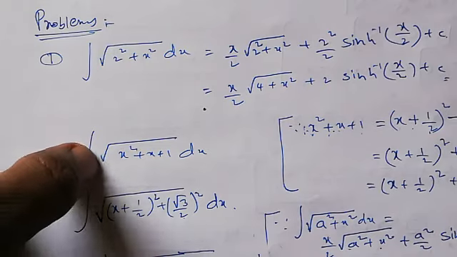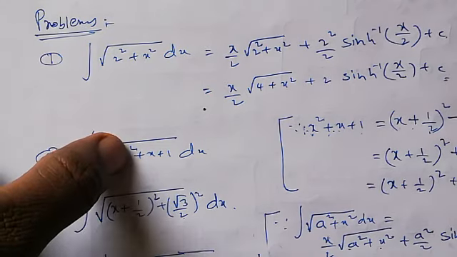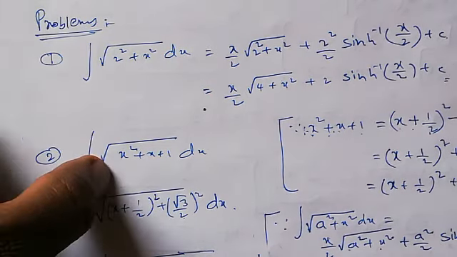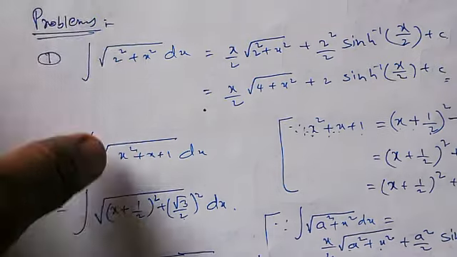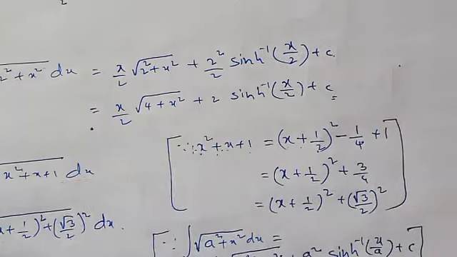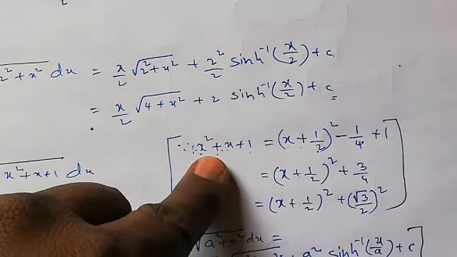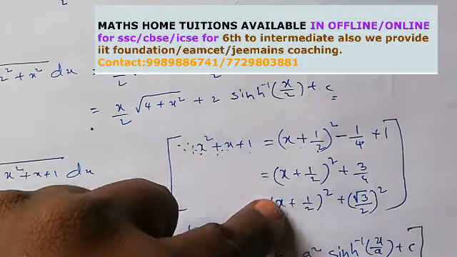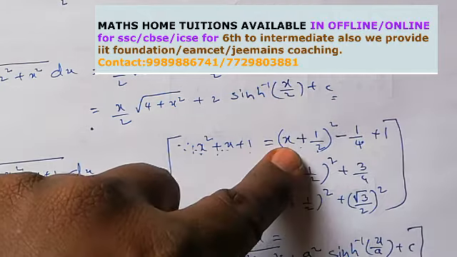Integration of root x square plus x plus 1 dx. Actually it is a quadratic expression. It is not in the form, so first you have to convert it into that form. For that, I am taking the quadratic expression and trying to convert it into complete square form. So what is a complete square form?